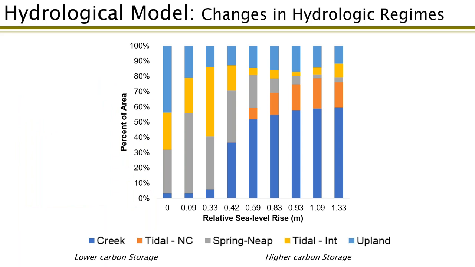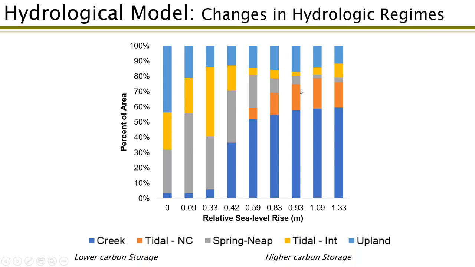And so this is some of the preliminary data. What I'm showing here on the y-axis is the percent of area of each of the zones: the creek, the tidal near creek, the spring neap, tidal interior, and upland zone. You're reminded of their carbon storage potential at the bottom of the screen. On the x-axis, each of these is one simulation with different sea level rise scenarios. The first thing you'll notice is that around 0.42 meters, you see a huge increase in the creek area, which is really the subtidal zone, which has very low carbon storage potential. But you also see a decrease in this tidal interior zone as we go from present day conditions into some of these higher sea level rise scenarios.